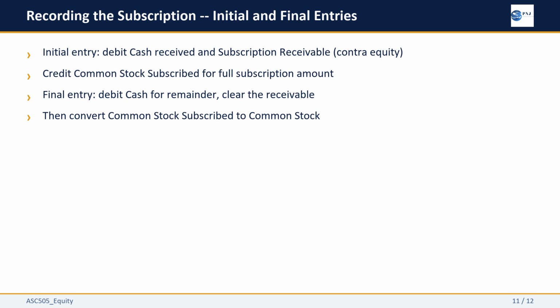When the remaining $50,000 arrives, debit cash for $50,000, credit subscription receivable for $50,000, clearing that contra balance. Then immediately, debit common stock subscribed for $100,000 and credit common stock for $100,000. The shares are now legally issued.